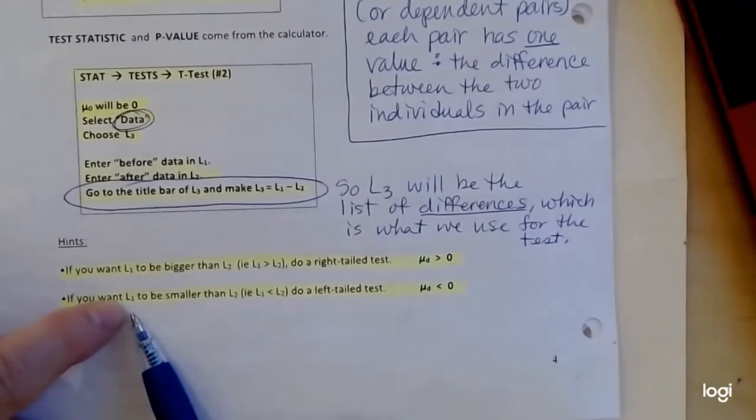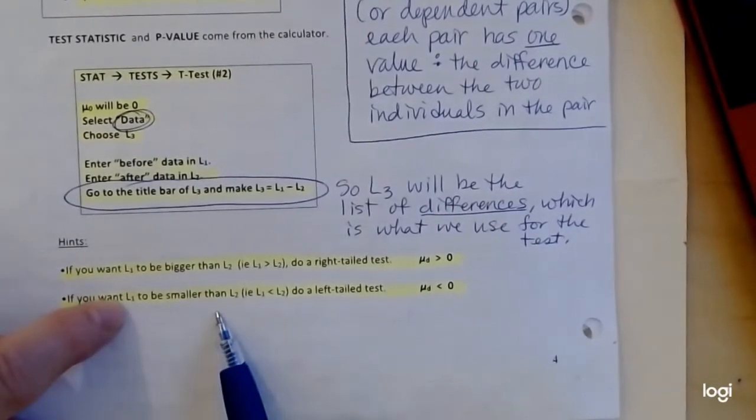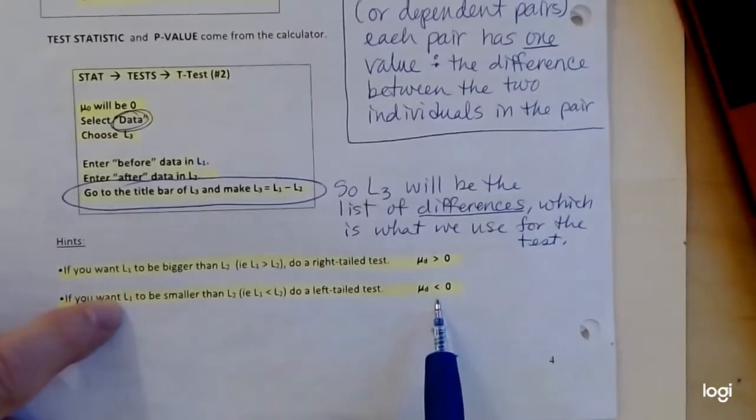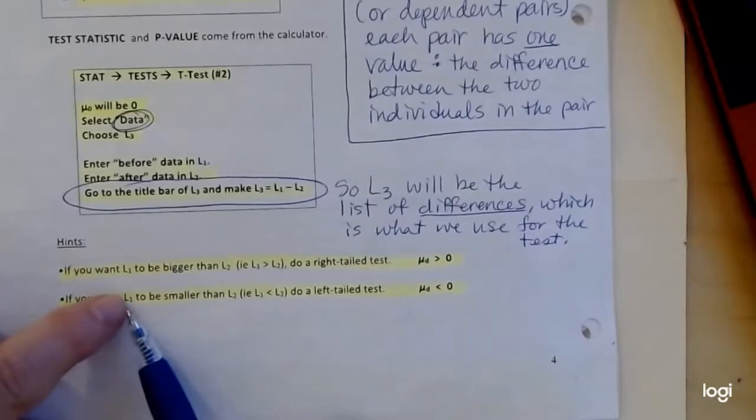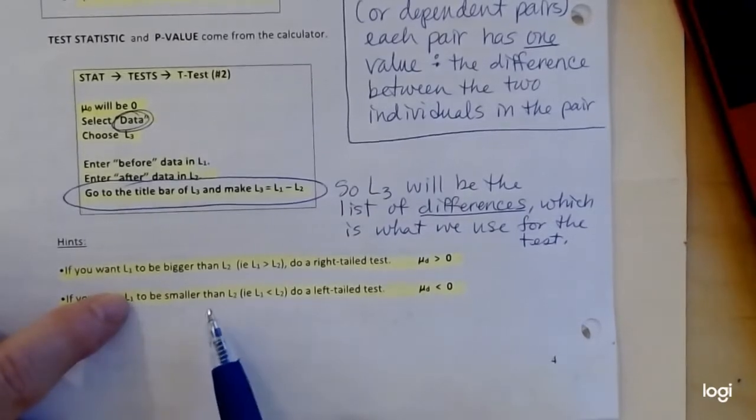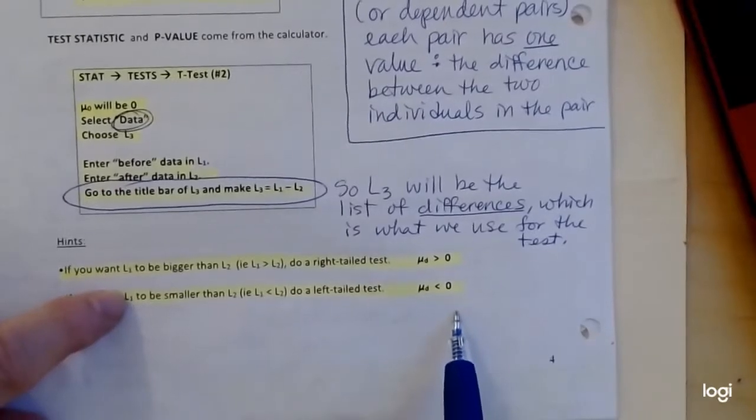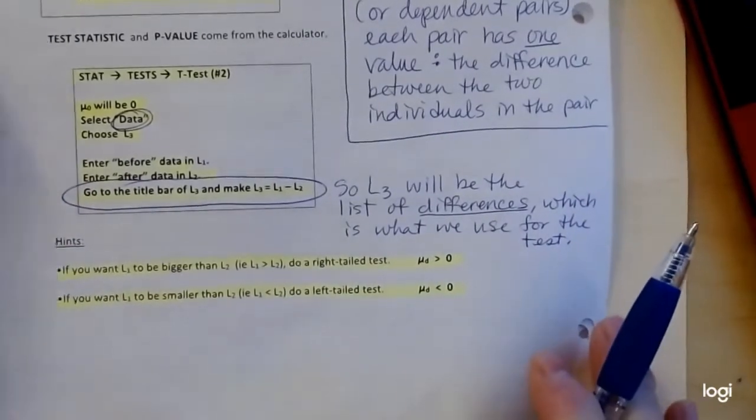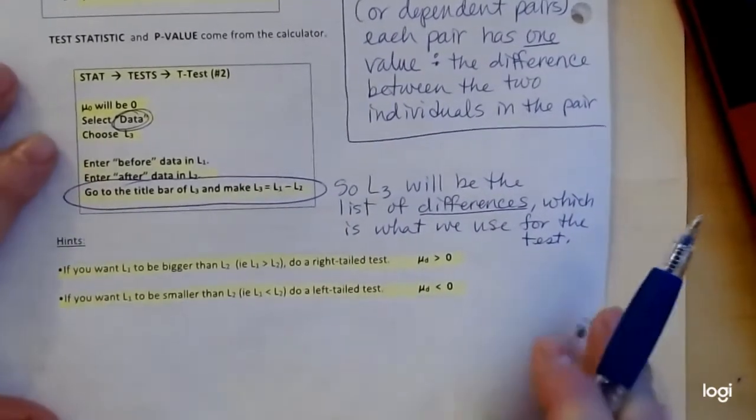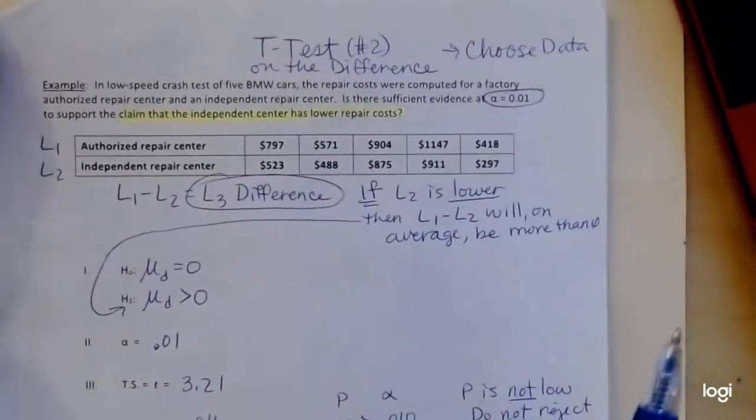If you think L1 will be smaller than L2, you're going to use this as your alternative hypothesis, because if the smaller numbers are in the first list, then when you subtract, on average, you should get negative differences, because the bigger number is the one you're taking away. So that's an important thing to remember. Let's look at an example.